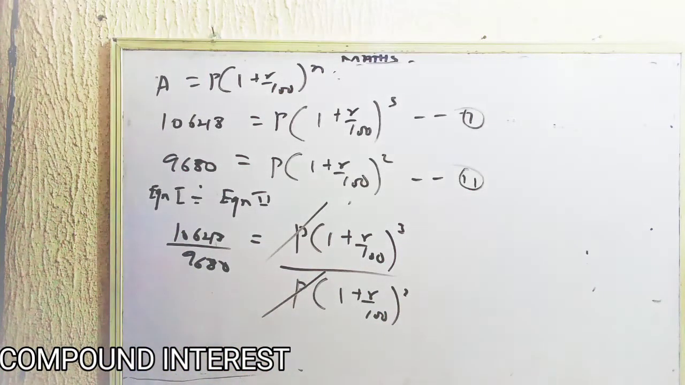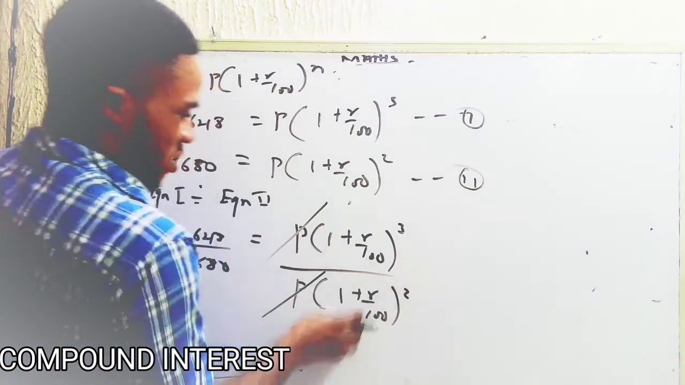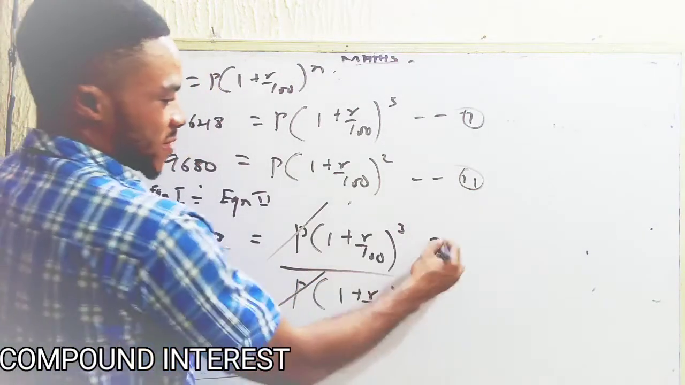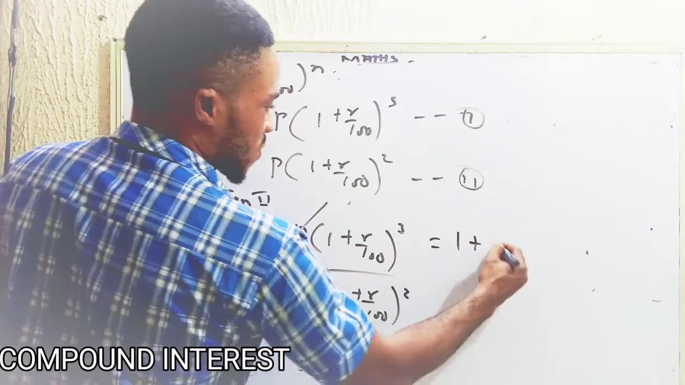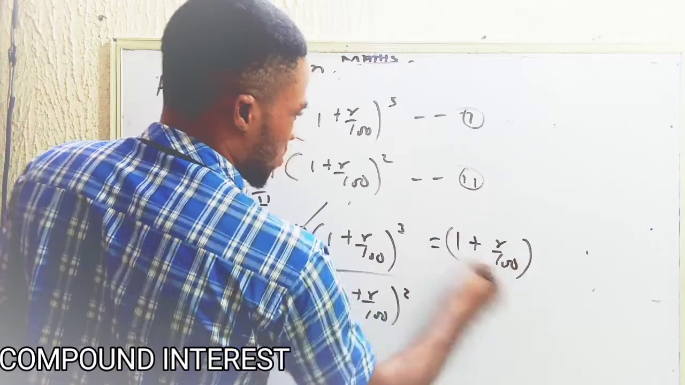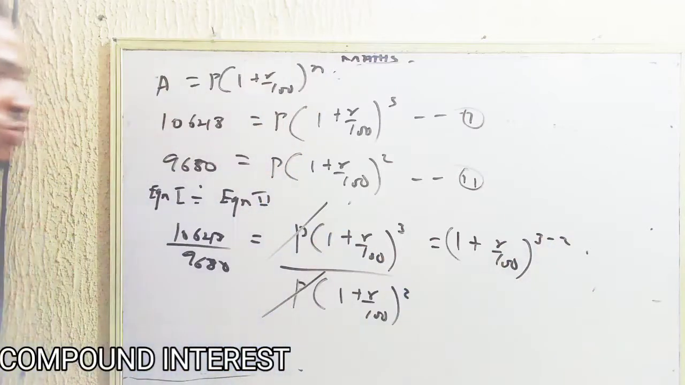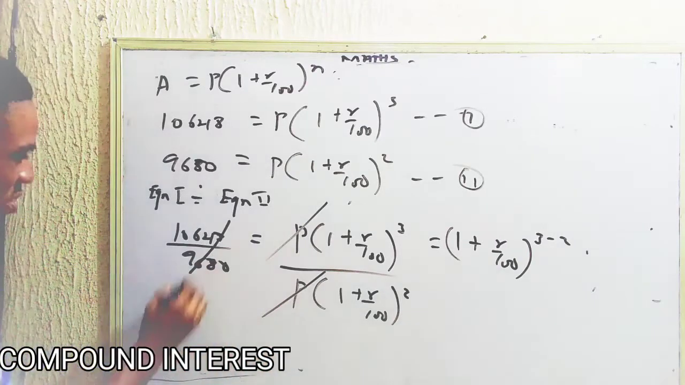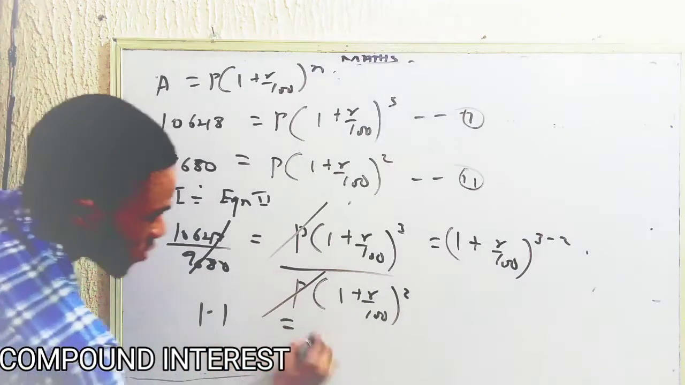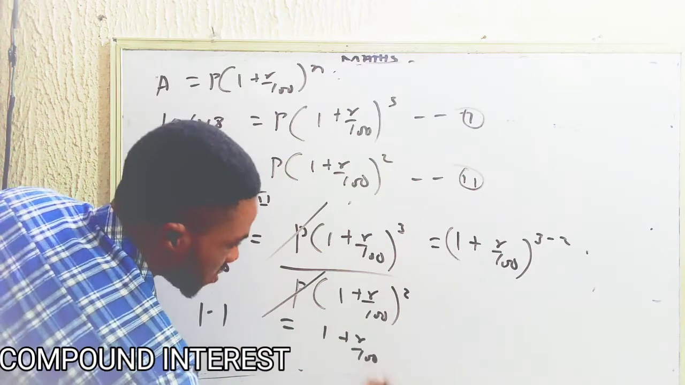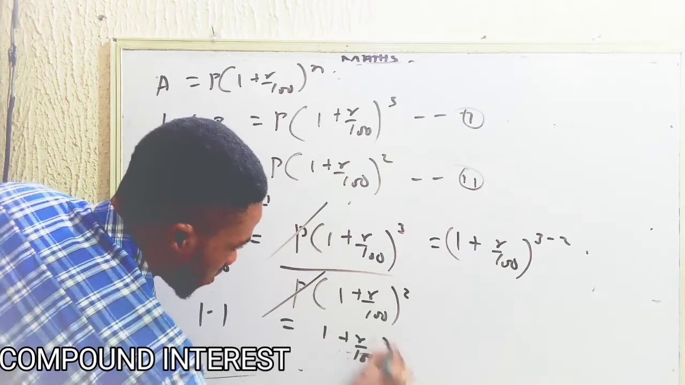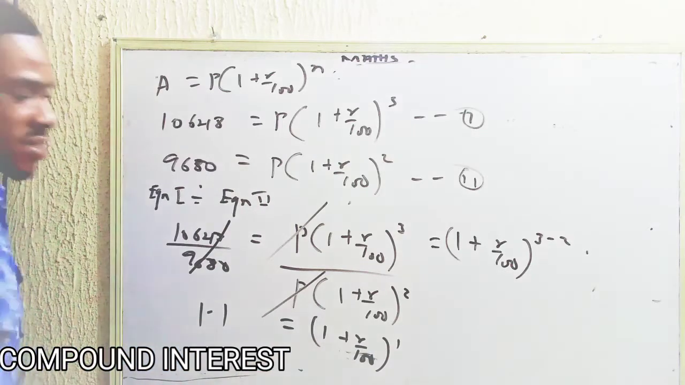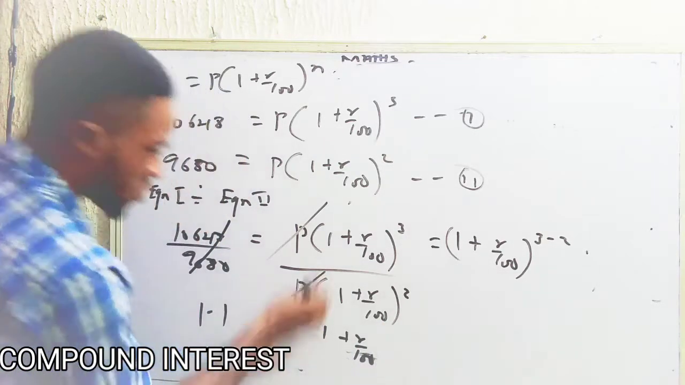Now, if that is true, apply the laws of indices to this part, because the bases are the same but they have similar powers. So I'm going to have 1 plus r over 100 raised to power 3 minus 2. So it's as good as saying 1 plus r over 100 raised to power 1. So when I do that, I will simply cancel here. I'll have 1.1 is equal to 1 plus r over 100, raised to power 1. But we know that anything raised to power 1 is still the same thing, so we just delete it.